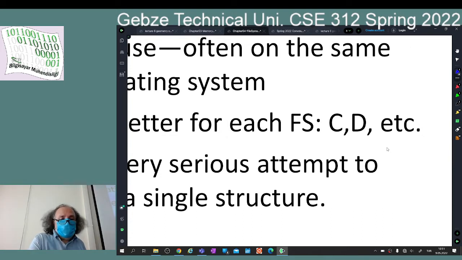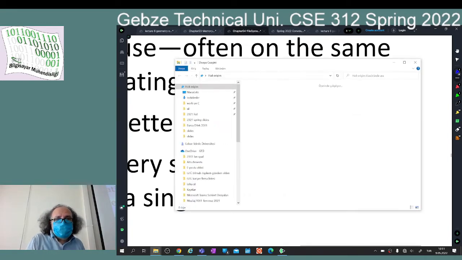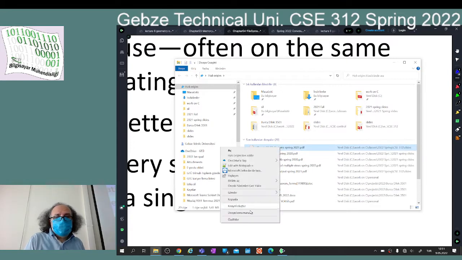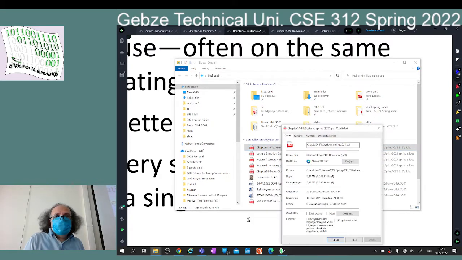But whenever I open an Explorer like this, Explorer shows me these files like a regular Windows file. So when I say give me the attributes of this one, it gives me the attributes of those. It doesn't care if this file is from a FAT file system or NTFS file system or an ext file system. So how does this happen?